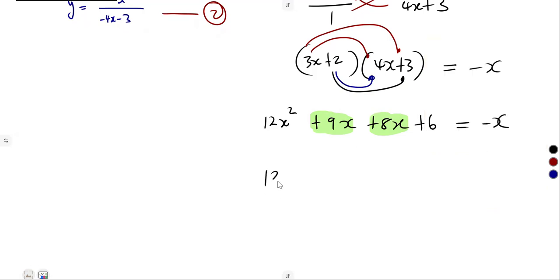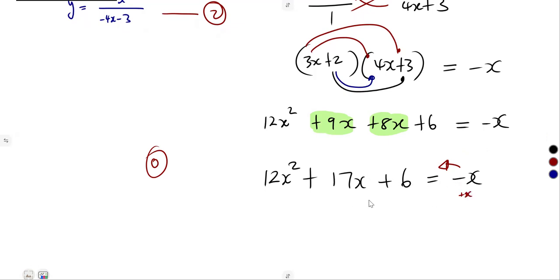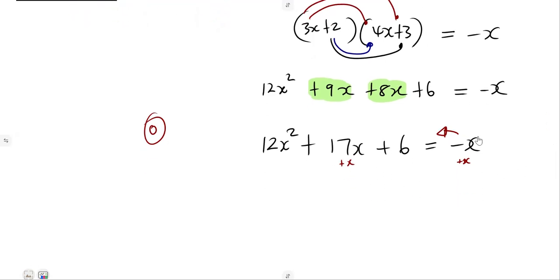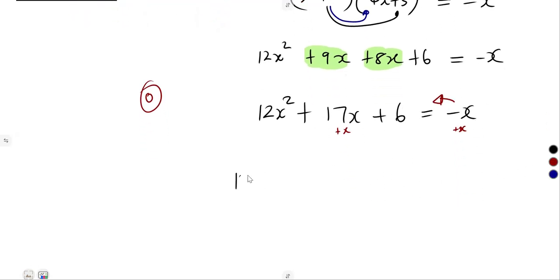So that was going to give us 12x squared plus 17x plus 17x plus 6, and that is equal to minus x. We have a quadratic equation, with the power being 2. So let's take this x to the other side so that we remain with 0, just like before. It's going to be plus x on both sides. Those are like terms, so we have 12x squared, 17x plus x, that's going to be 18x, plus 6, and that's equal to 0.